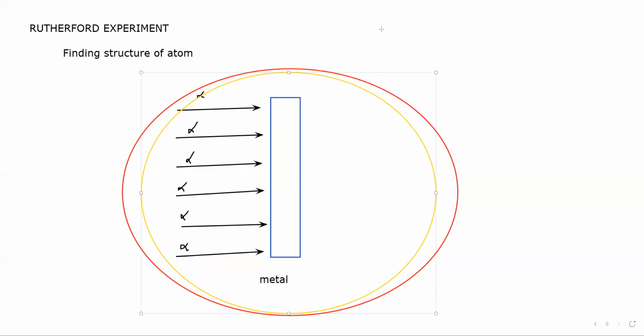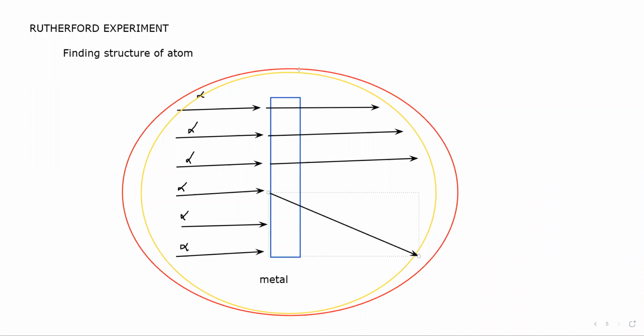So what he observed was that most of the alpha particles are able to pass through it. That is his observation. Few of the alpha particles deviate or change their path, and few of them bounce back. So these are the observations of the Rutherford experiment. You should know the observations, and then from the observations we'll discuss the conclusion. So what are the observations of the Rutherford experiment? What did he observe?